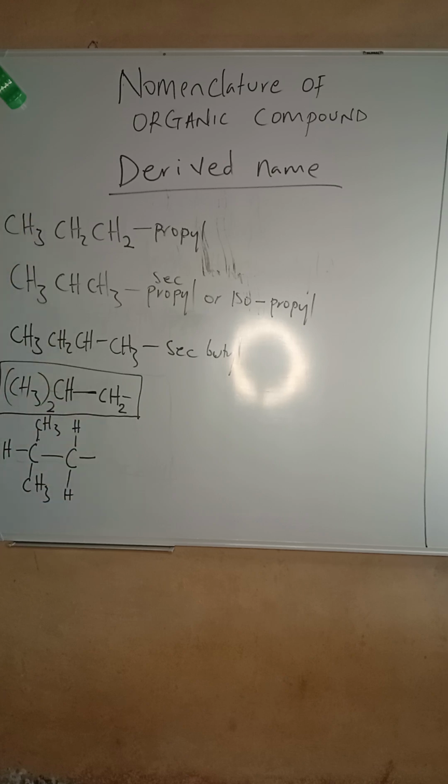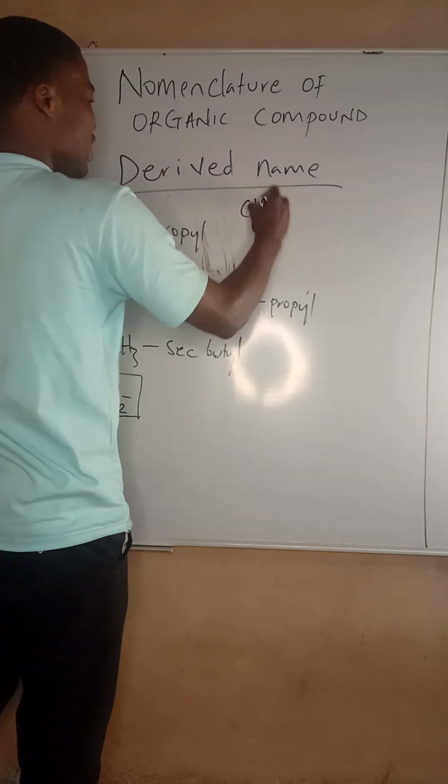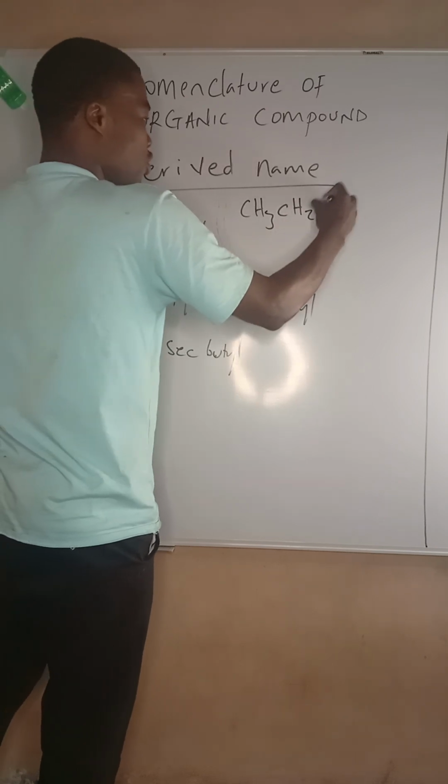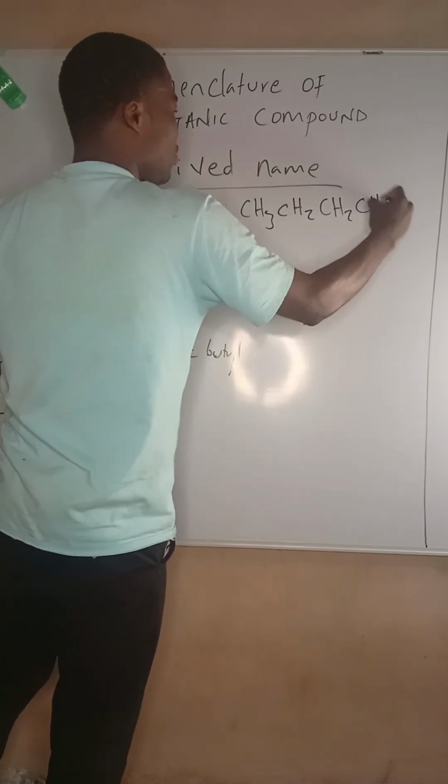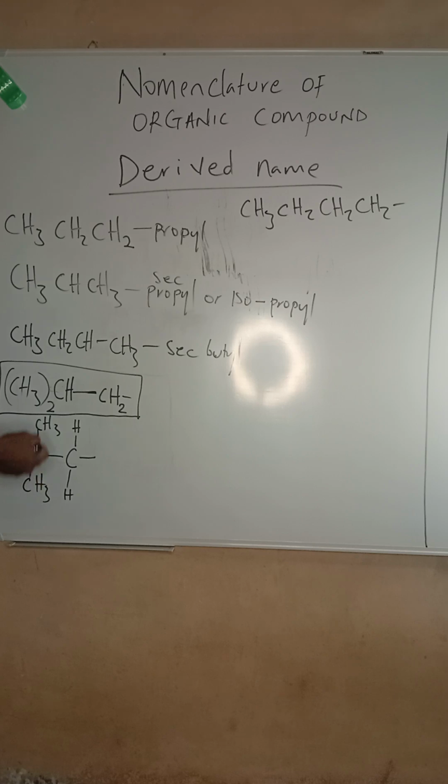So if you observe very well, I can't call this one sec propyl, I can't call it tert butyl. I can't call it sec butyl, though it's a primary butyl group. I can't call it tert butyl either. It's different from the normal primary butyl. The normal primary butyl should be the straight chain butyl, but this is not like it.